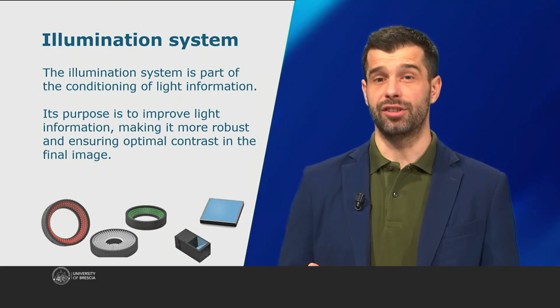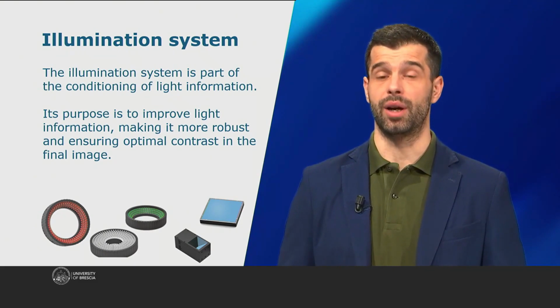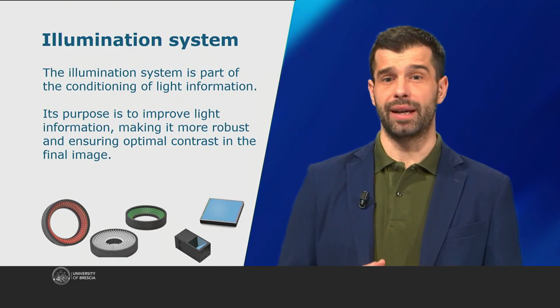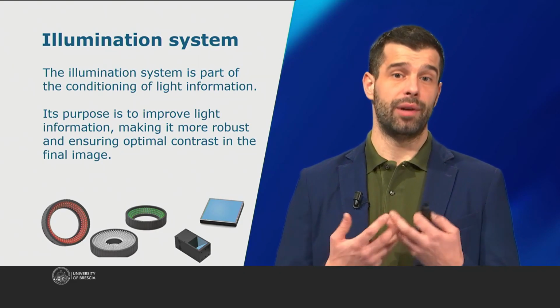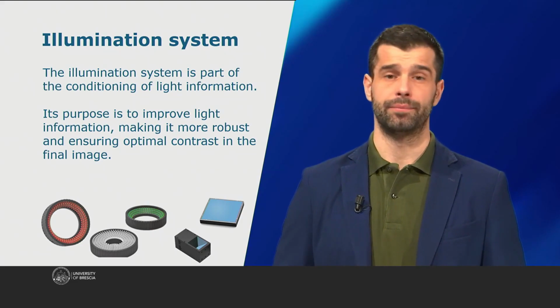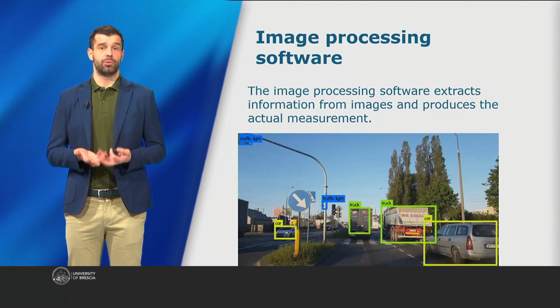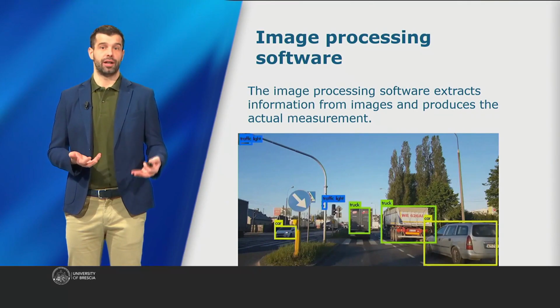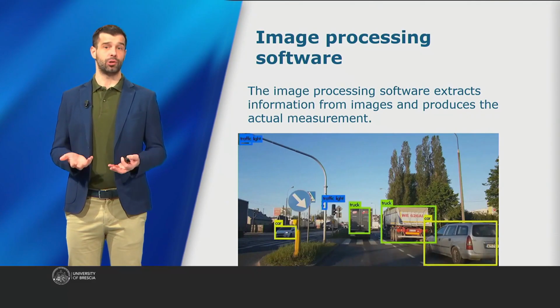Then there's the illumination system, which is also part of the conditioning block. The illumination system enhances the light information, making it more robust and ensuring that the final image has optimal contrast. Finally, there's the image processing software, which makes it possible to extract useful information from the final digital image and thus obtain the actual measurement. In this course, we will look in detail at each of these components, trying to understand how they work, what parts they are made of, and which parameters control their behavior.